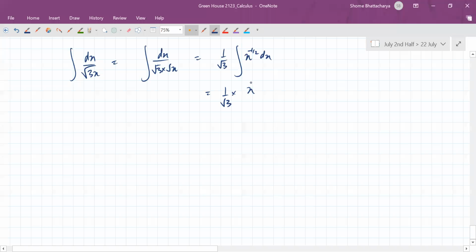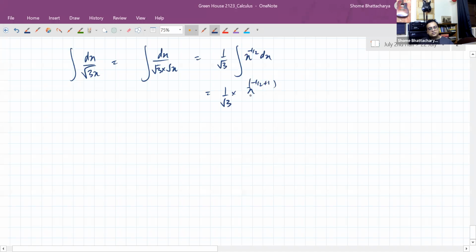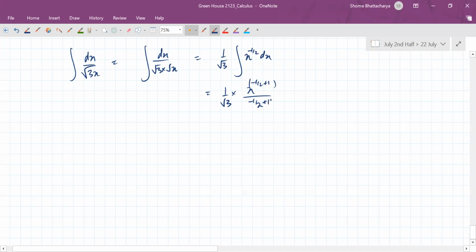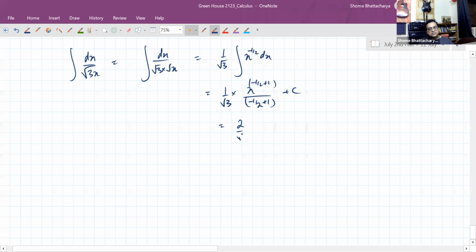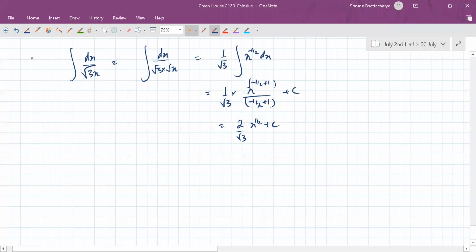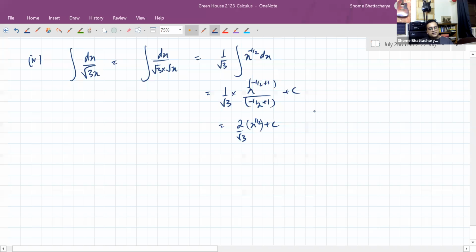Okay, so x to the power minus half plus 1 upon minus half. Sum number 4 it is. Yeah, this is the last question. So this is ideally how you should do it.